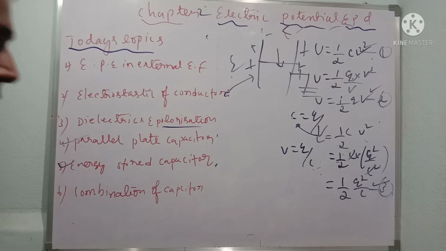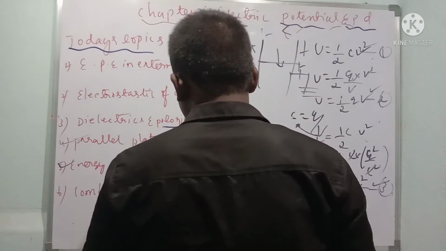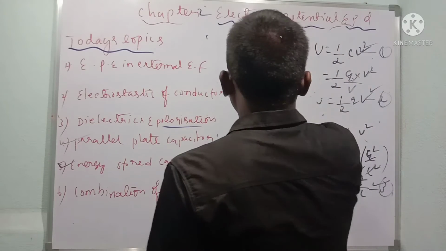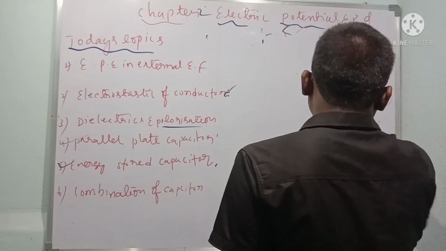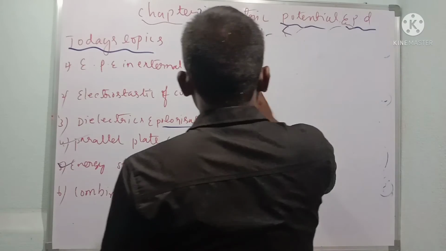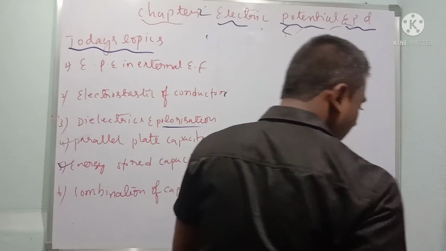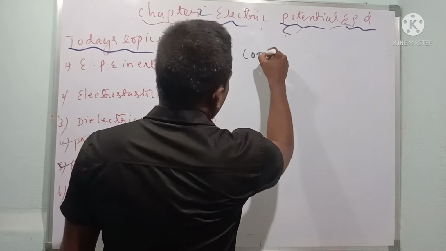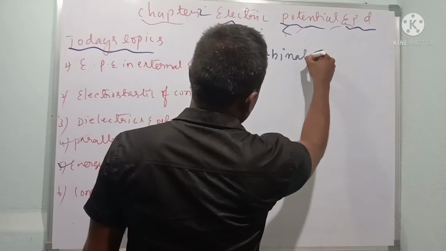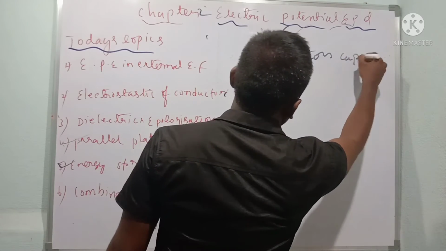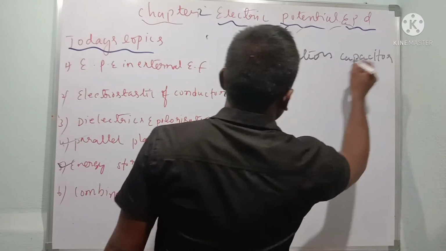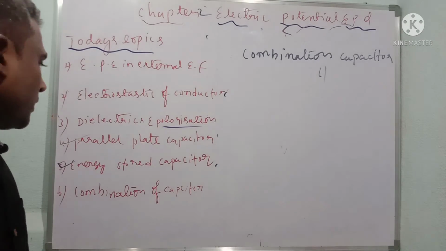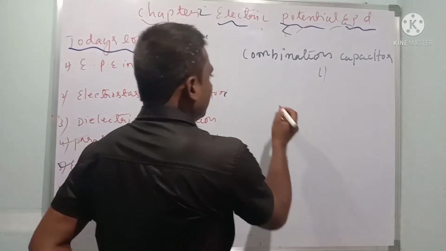So after this, we are going to learn about combination of capacitors. Combination of capacitors means we are going to connect in horizontal position as well as vertical position. This is also very important, children, for CET examination. Children, this is the symbol for capacitor, like inductor.